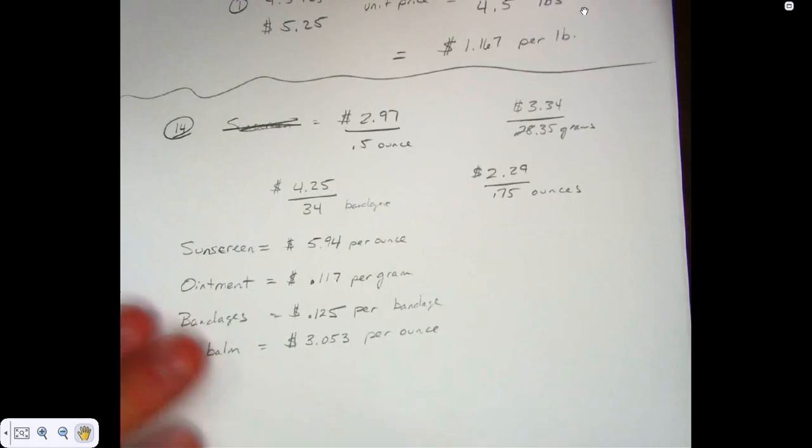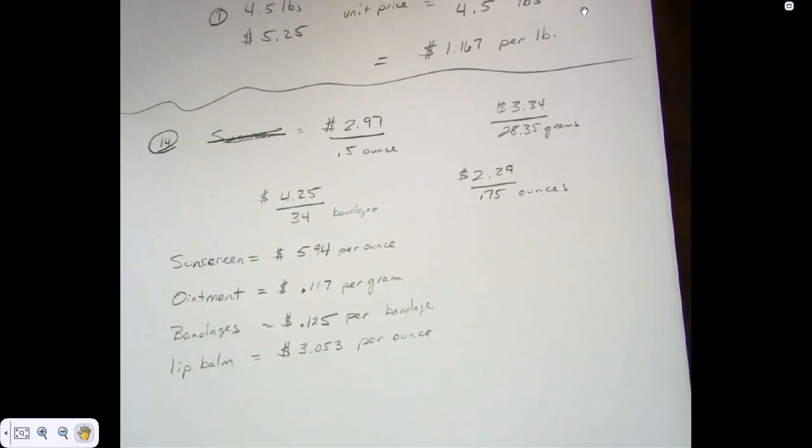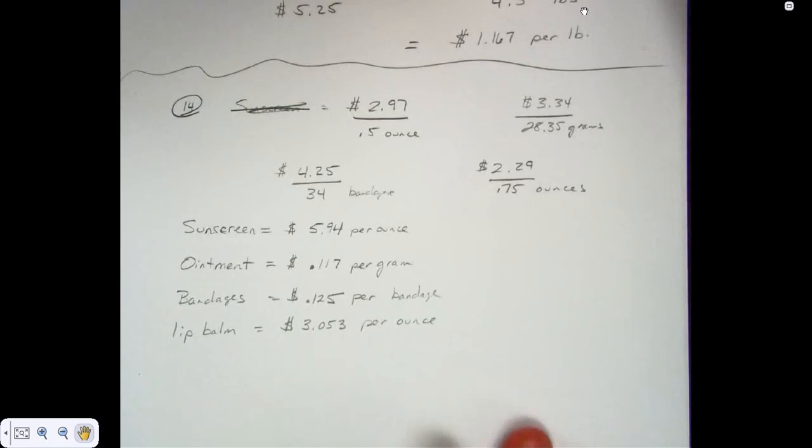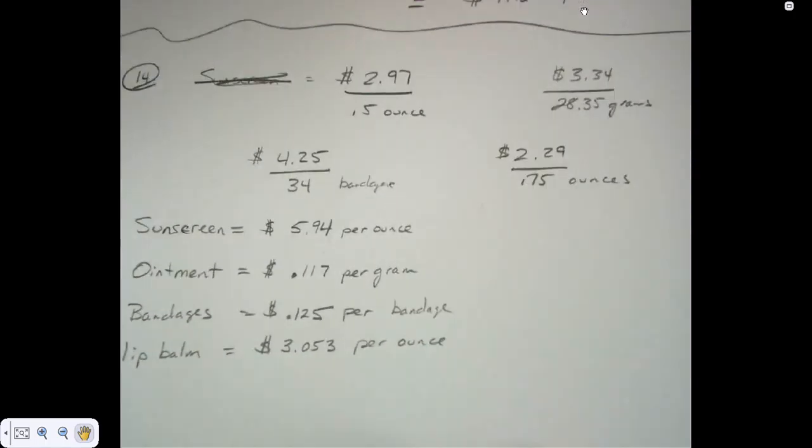If you've ever bought sunscreen, you buy this little bottle and you see $10 and you're like, what? But they got you. Especially if you're at a theme park, then it's really expensive. Then $10 turns into $20.